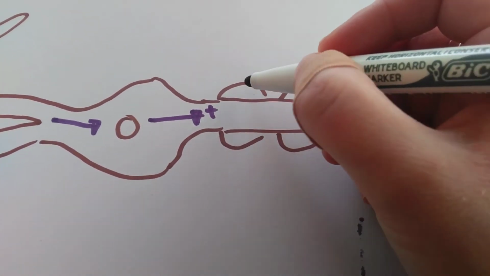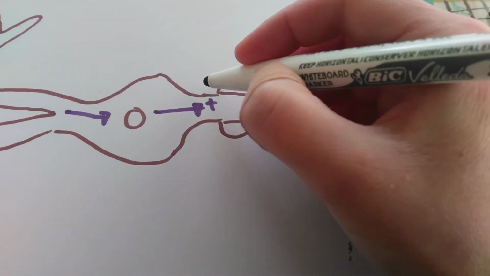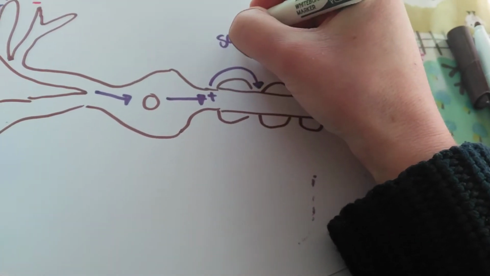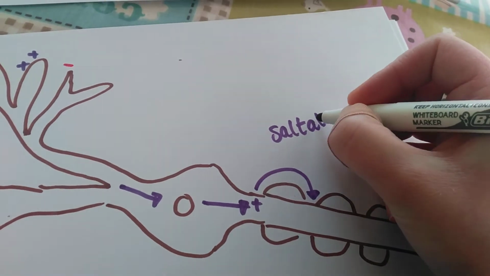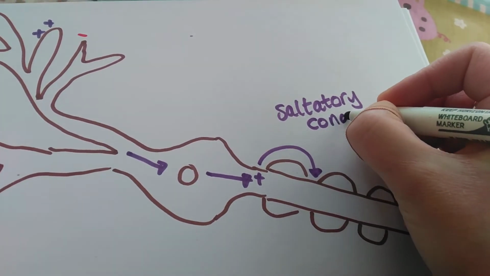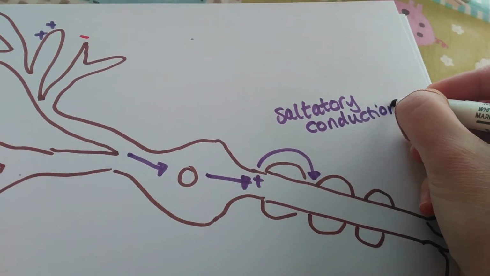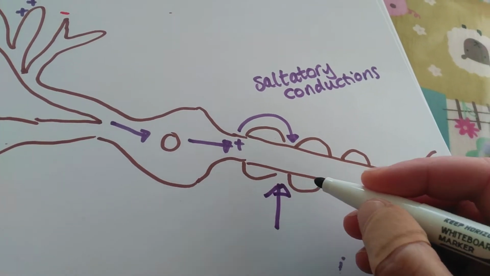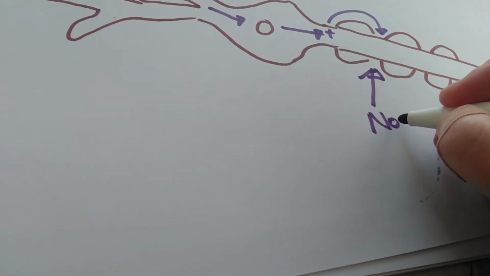this is the myelin sheath here, and what happens is it then jumps. So it then travels by what's called saltatory conduction. And that means it jumps between these nodes of Ranvier. That's the gaps in the myelin sheath. That's a node of Ranvier.